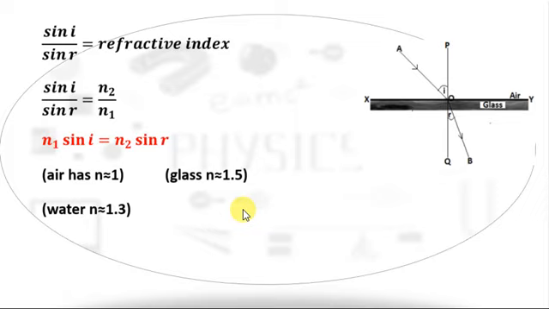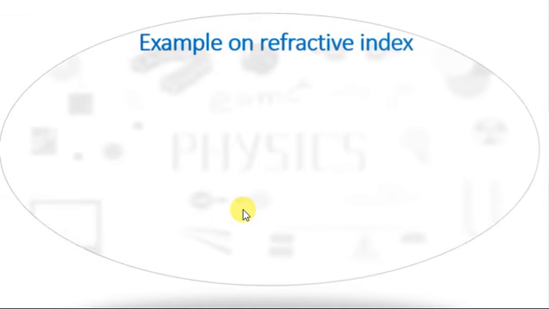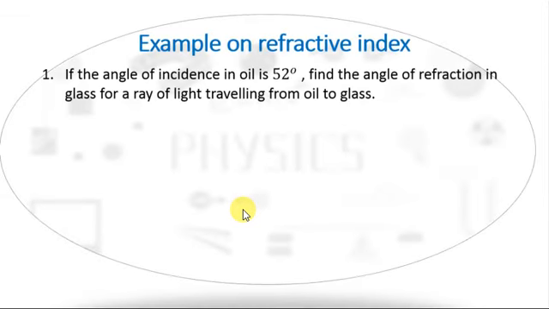After we have now known Snell's law and the equation, we can look at an example on refractive index, which says: if the angle of incidence in oil is 52 degrees, find the angle of refraction in glass for a ray of light traveling from oil to glass. They've gone ahead to give us the refractive index of oil to be 1.2 and the refractive index of glass to be 1.52. We use N to represent refractive index.